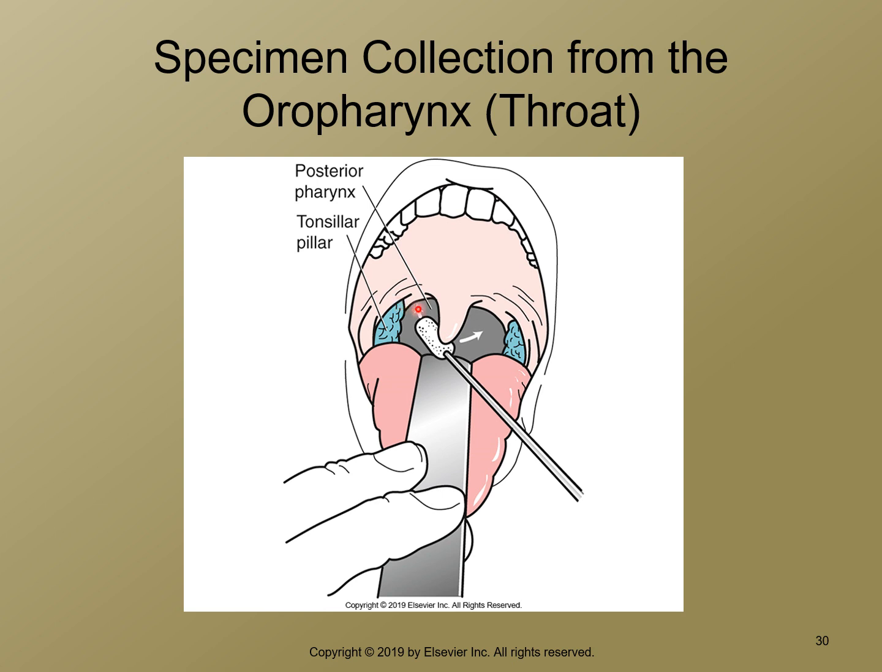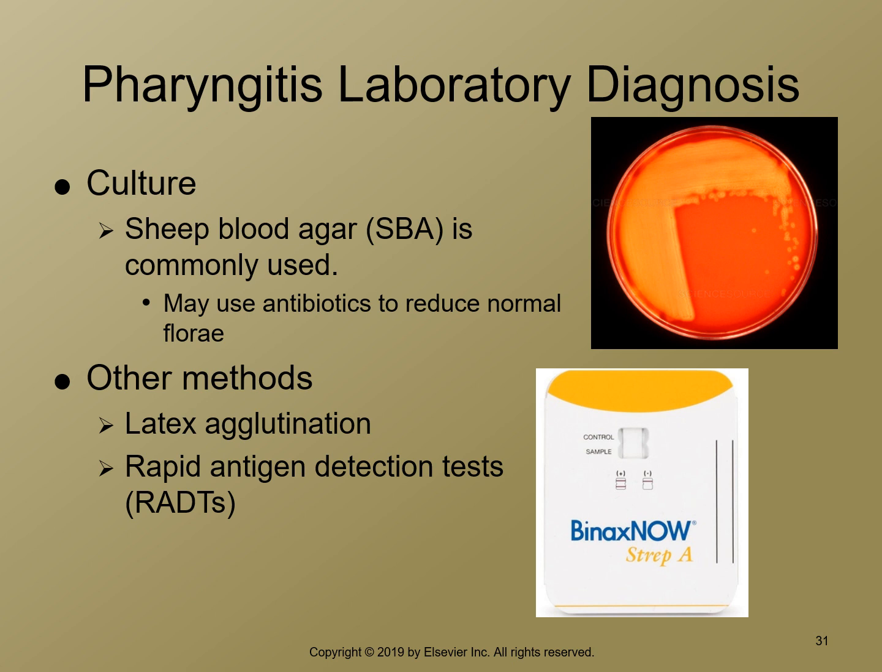swabbing both areas as well as the posterior pharynx. And if any tonsillar exudate is seen, it should be swabbed specifically. But when collecting the sample, the tongue and oral structures, such as the teeth or the sides of the mouth, should be avoided to minimize contamination. As mentioned before, culture is the gold standard for laboratory diagnosis of bacterial pharyngitis. Sheep blood agar is what's most commonly used for identifying group A strep, Strep pyogenes.